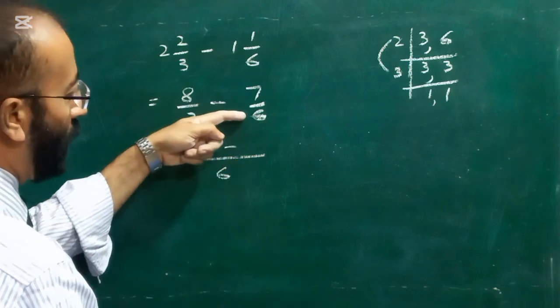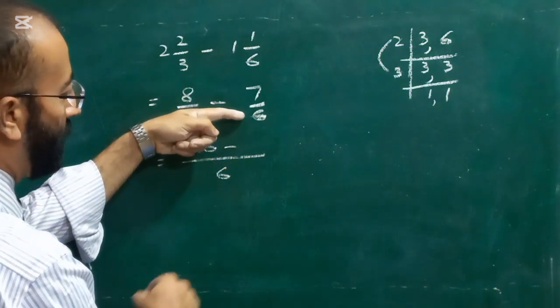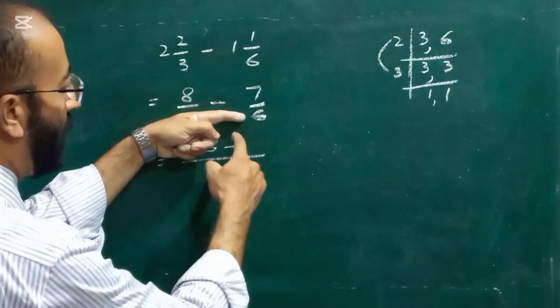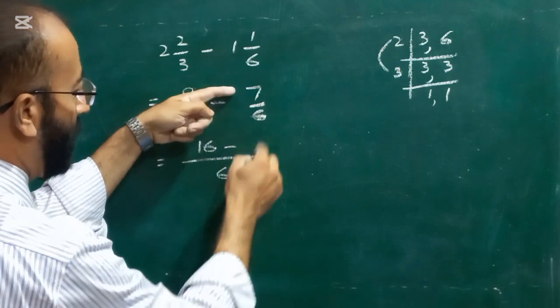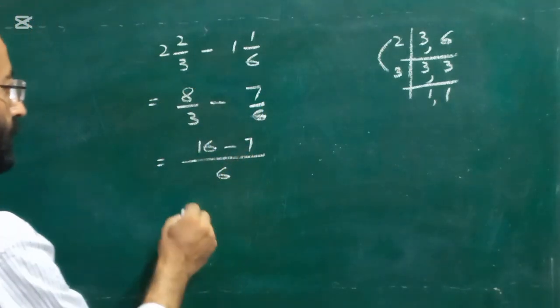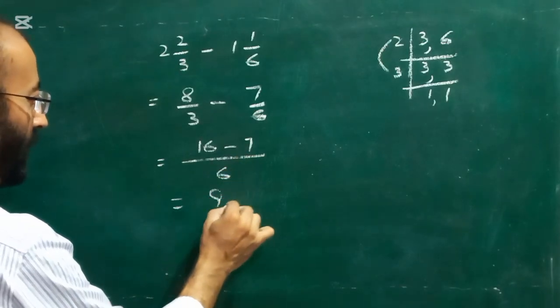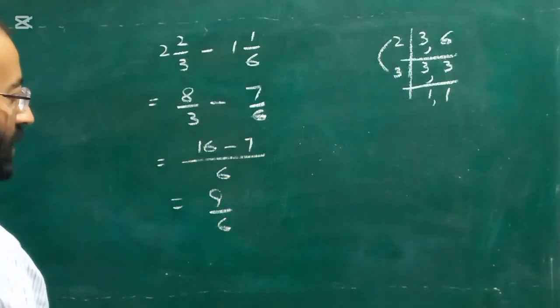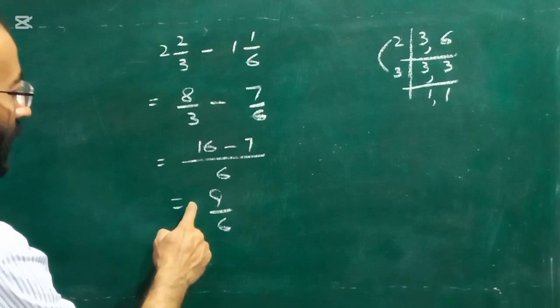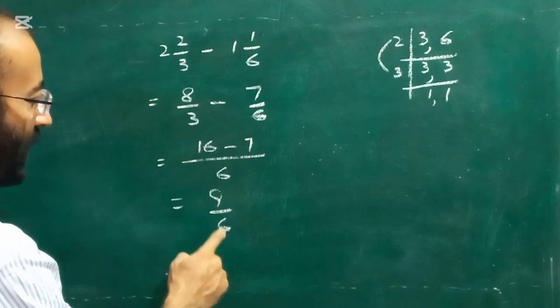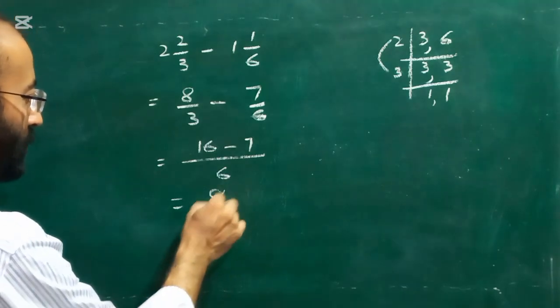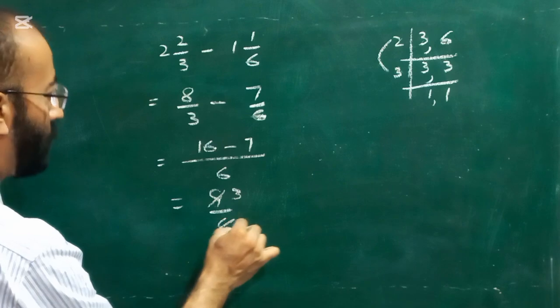Now read the table of the denominator of the second fraction up to the number where 6 comes: 6 ones are 6. Multiply the answer with the numerator of the same fraction: 7 ones are 7. Now we subtract: 16 minus 7 is 9. By 6 remains as it is, because these two numbers come in the same table, so we cancel them. 3 3s are 9 and 3 2s are 6.